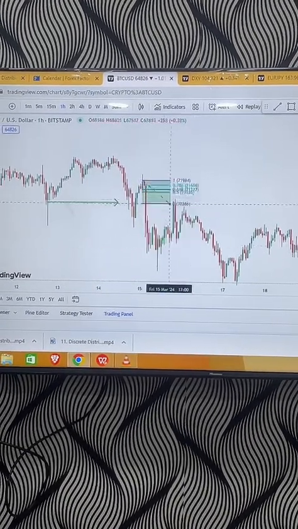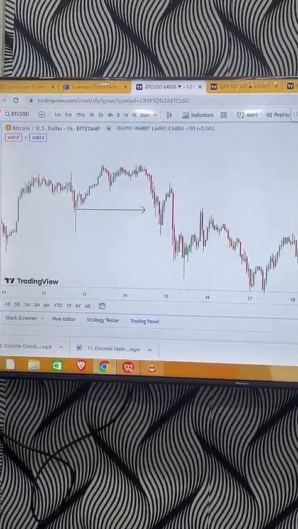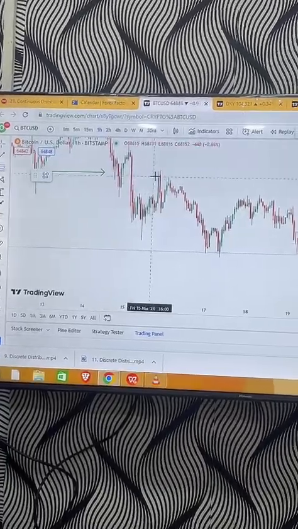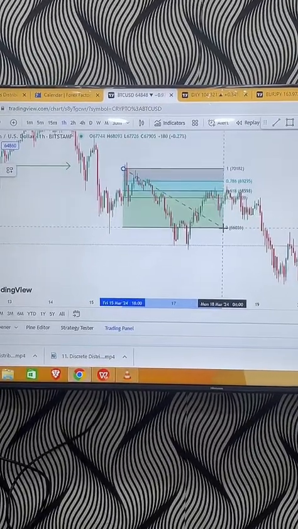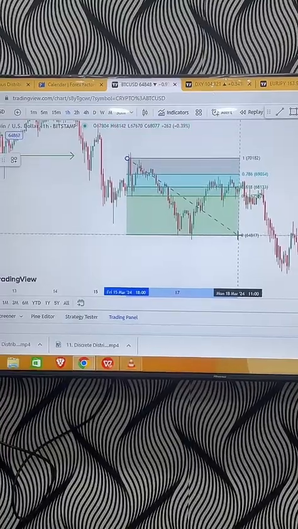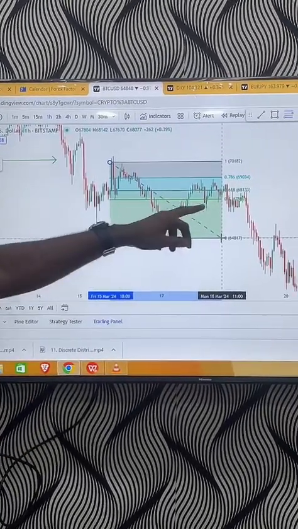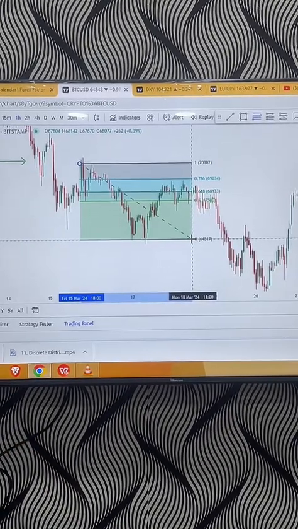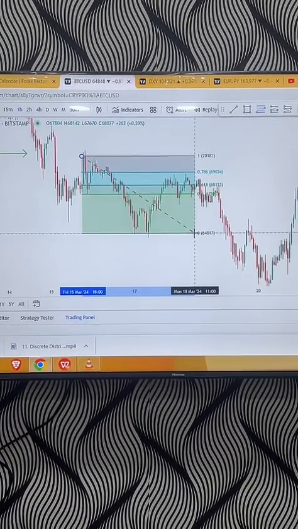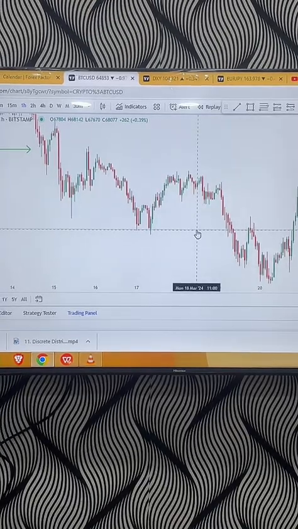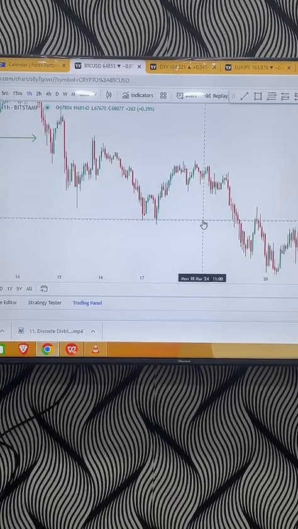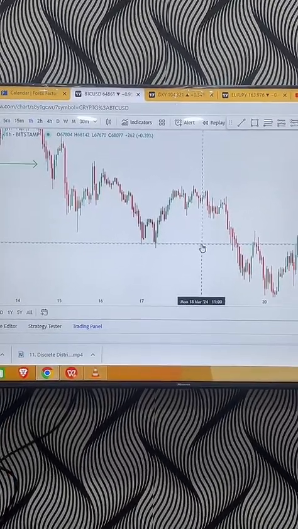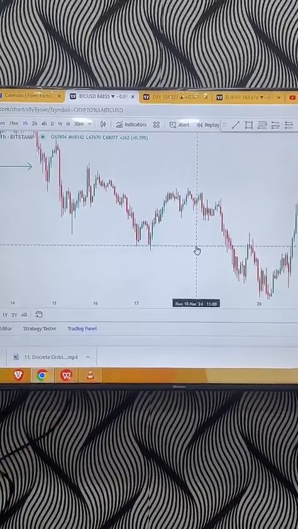Okay, so that's how it's being used. If we draw it again like this, from the last lower high to the last lower low, you can see how price rejected from that point to sell lower. Okay, now we have seen how it's being used in a downtrend, and we have seen how it works. Remember, it doesn't work in isolation. It works with market structure and other confluences.